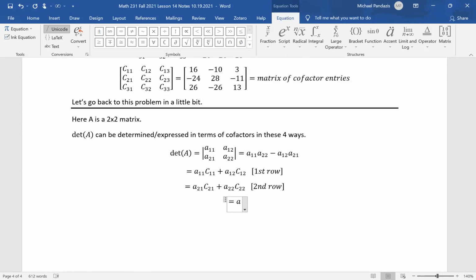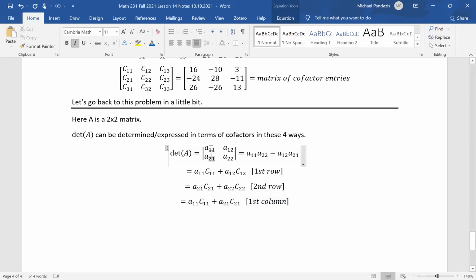In the first column, if you take the entries in the first column, multiply them by their corresponding cofactors, and add the products, then you still get the determinant. So in the first column, you just take the entries, multiply them by their corresponding cofactors, and add the products, and you get the determinant of A. You get A11 A22 minus A12 A21.